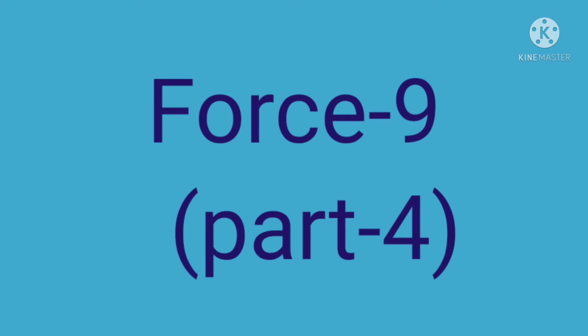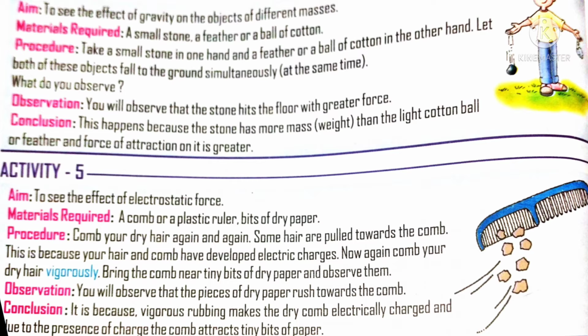Today let us start activity 4, to see the effect of gravity on objects of different masses. The materials required are a small stone and a feather or a ball of cotton. Now you are going to drop a small stone and a feather or a ball of cotton from the same height towards the ground. Which object reaches the ground first?